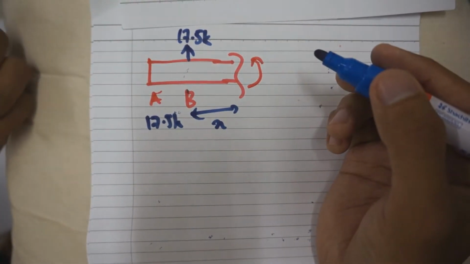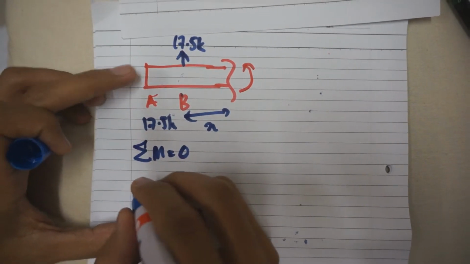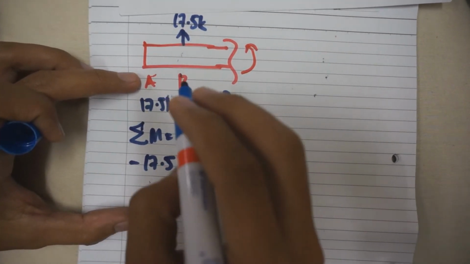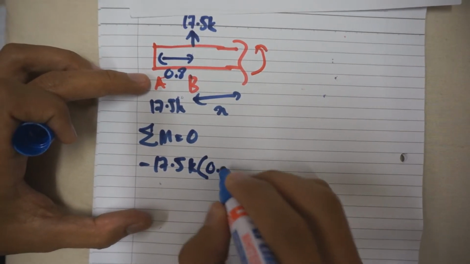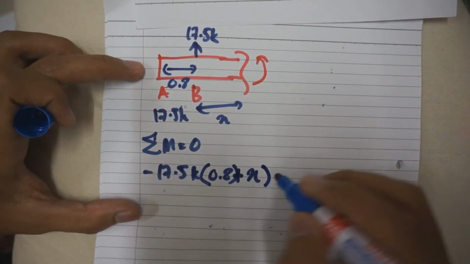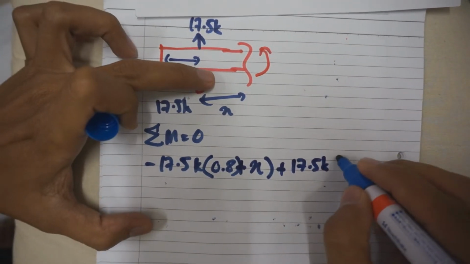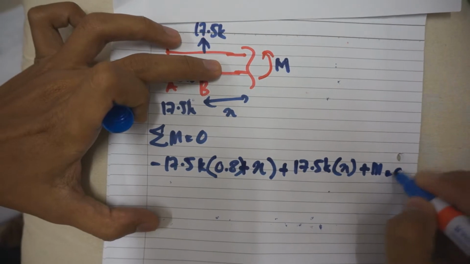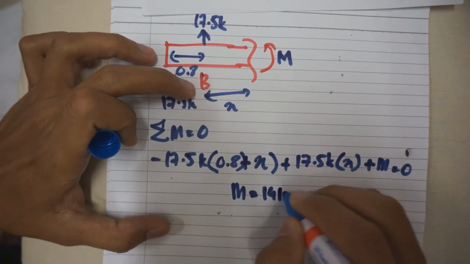So how do we develop the equation of moment? Summation of moment equals 0. That means from A, negative 17.5k times A to B, which is 0.8, so times 0.8 plus x, plus 17.5k times x, minus the moment equals 0. So after all, we will get the moment equals 14k Newton meter.